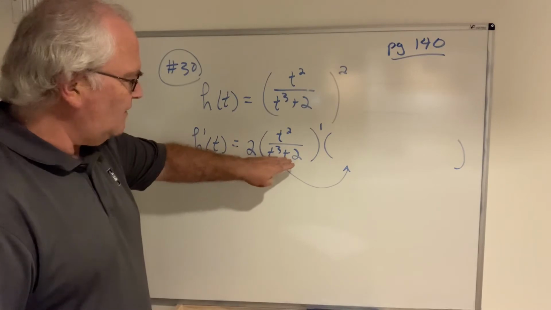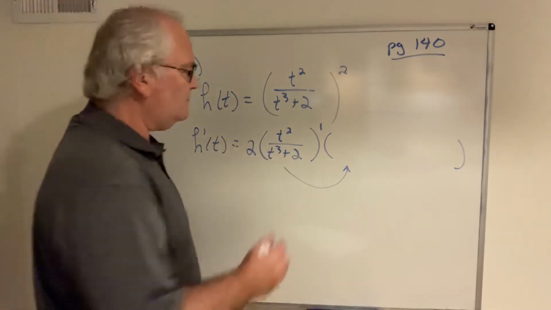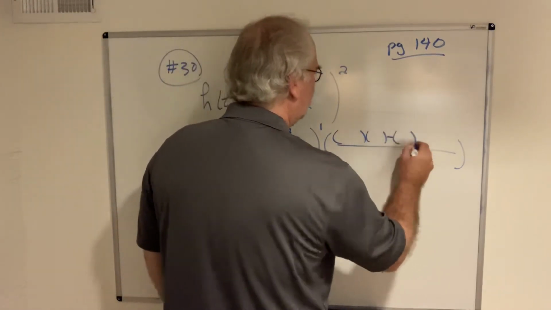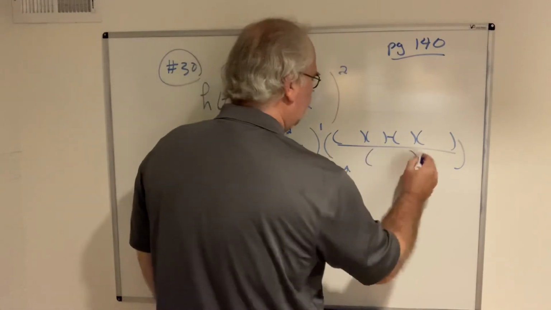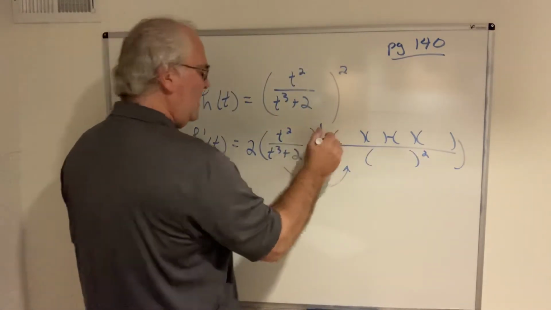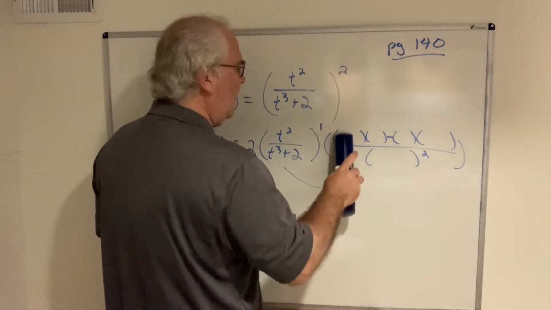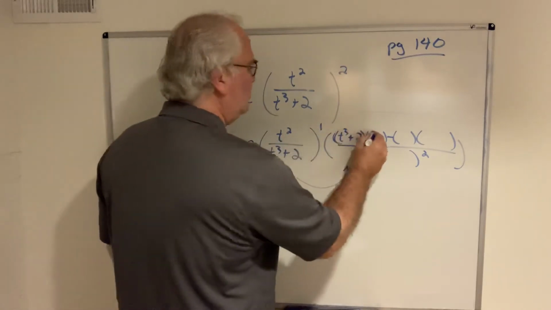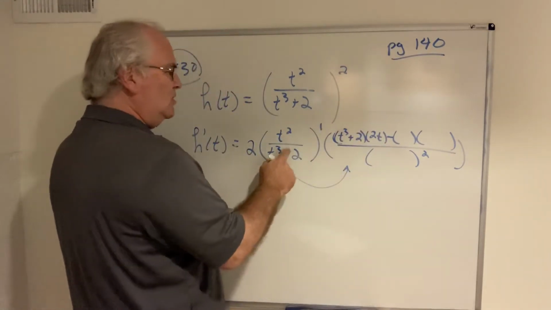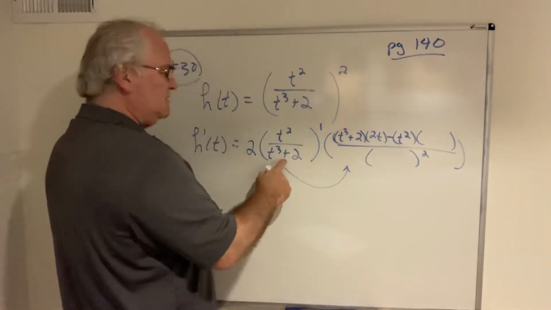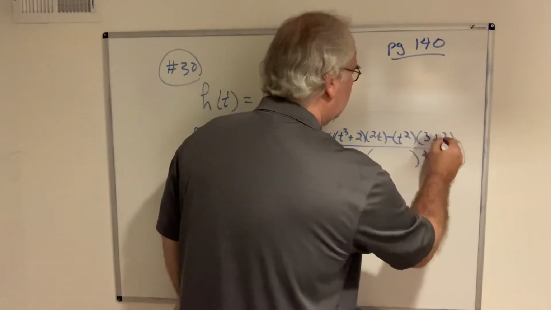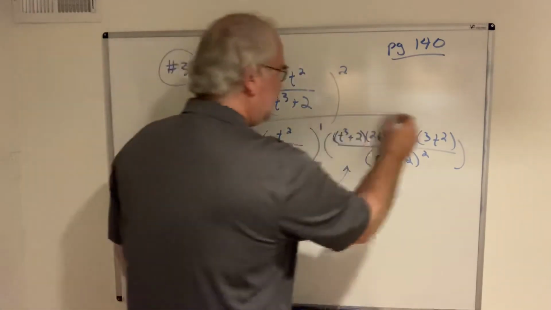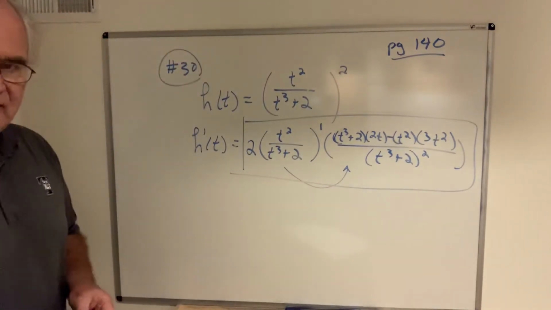I need the derivative of the inside, so that's the quotient rule. That's denominator times derivative of the numerator minus numerator times derivative of denominator all over denominator squared. Denominator, copy paste, times derivative of the numerator minus numerator times derivative of denominator, all over denominator squared. And then put a box around it like you're proud of it, and everybody's happy.